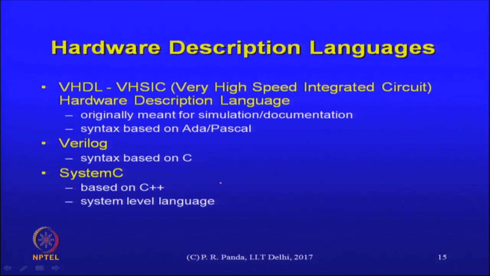Okay. So, VHDL is a recursively defined acronym. That V is an acronym by itself, it stands for very high speed IC. This language was originally meant for simulation and documentation and so on. When you deliver a design, there is the need for a formal documentation, and there was a specification language, and that is what it started off as.